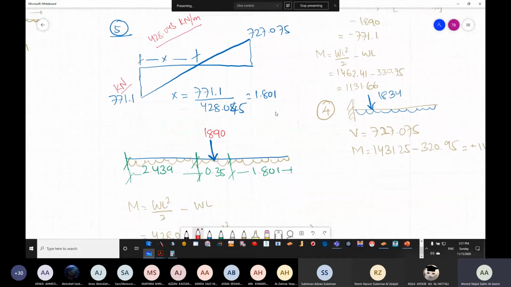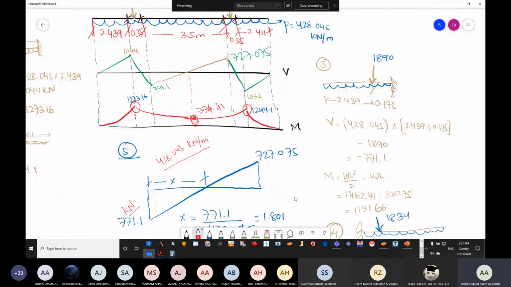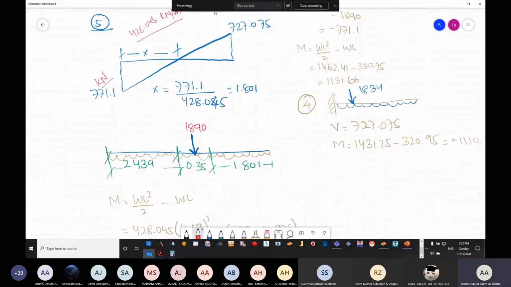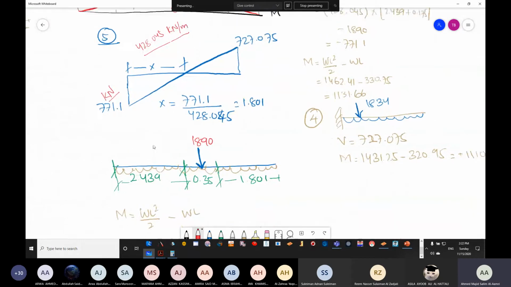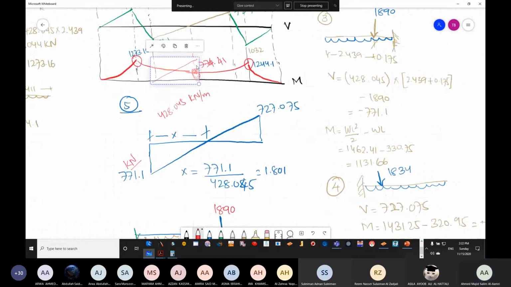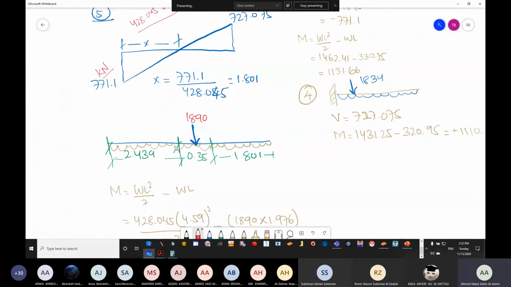So whatever I have done, I have just drawn this part. Okay, I have taken this part where it's 1.801. So 2.439, which is the side here, and then we have 0.35, and then we have 1.801, which we calculated now. And then we have pressure going up, we have point load going down.